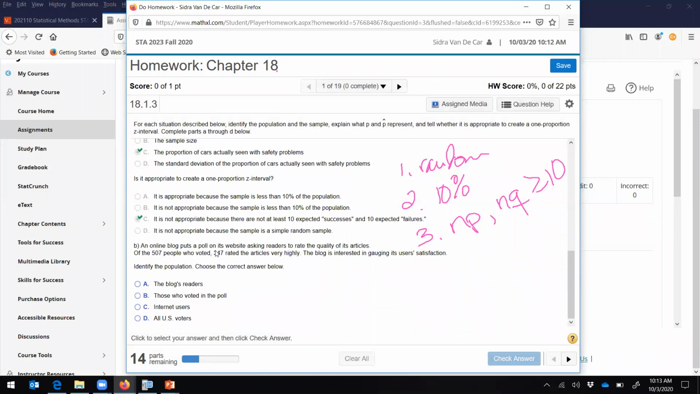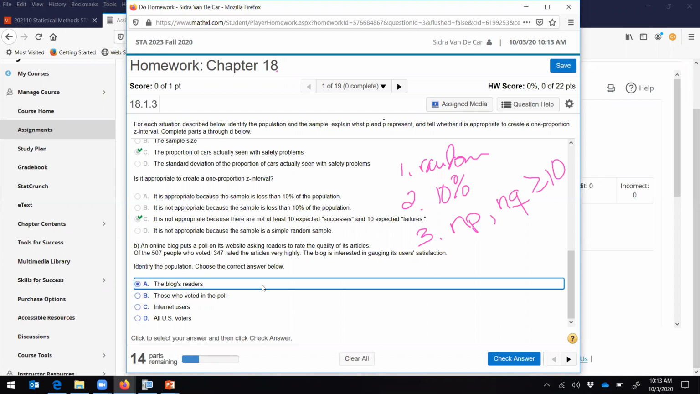An online blog puts a poll on its website asking readers to rate the quality of its articles. Of the 507 people who voted, 347 rated the articles very highly. The blog is interested in gauging its users' satisfaction. Identify the population. Well, this is an online blog, so it's going to be viewed by people who read the blog, right? So we want to know about the quality of its articles. So it's going to be the blog's readers would be our population.